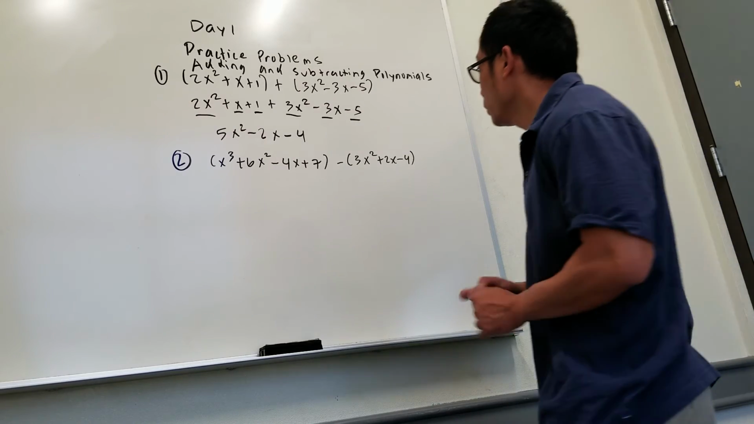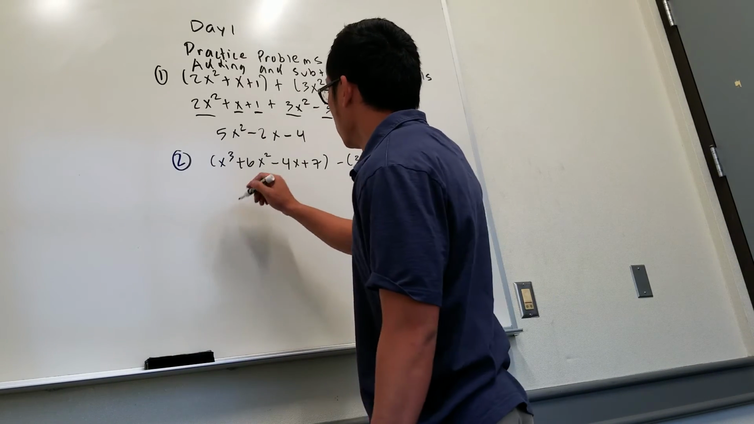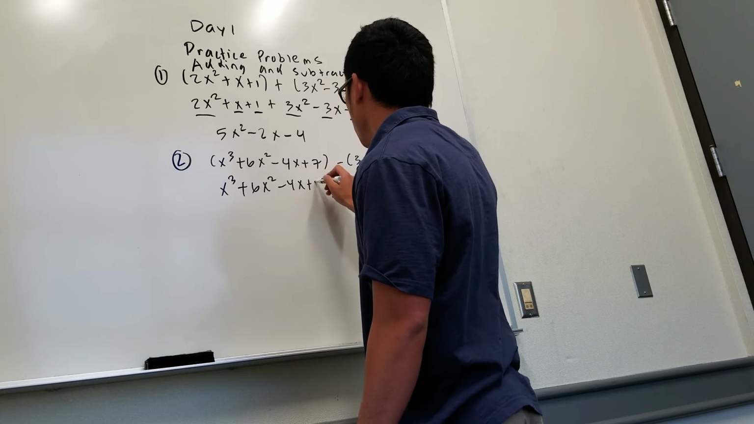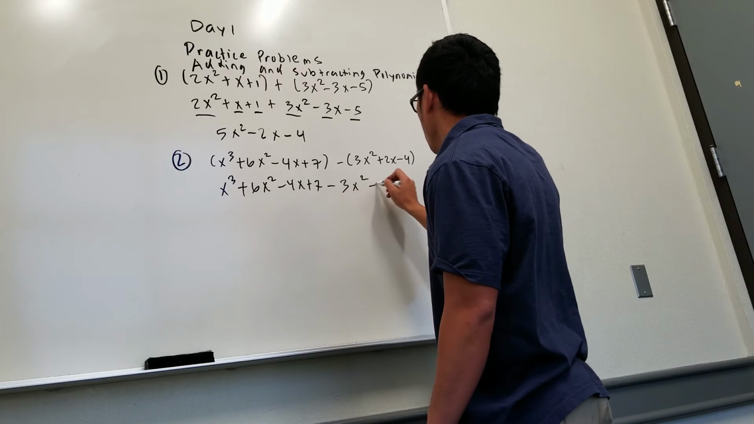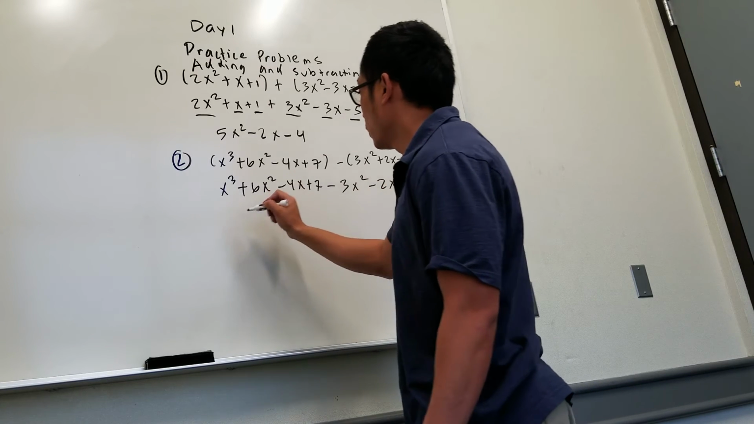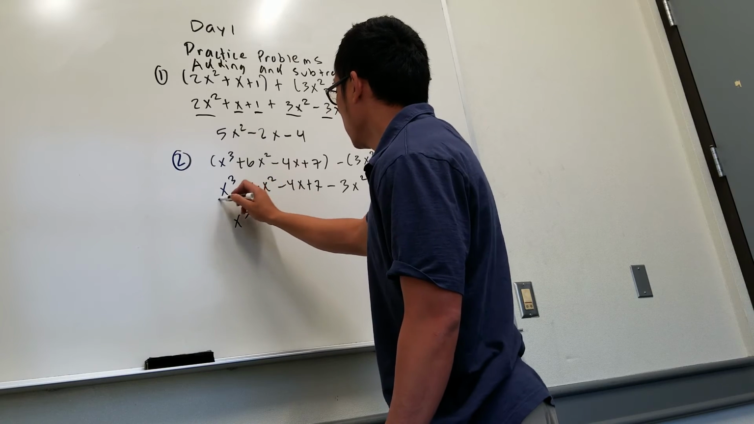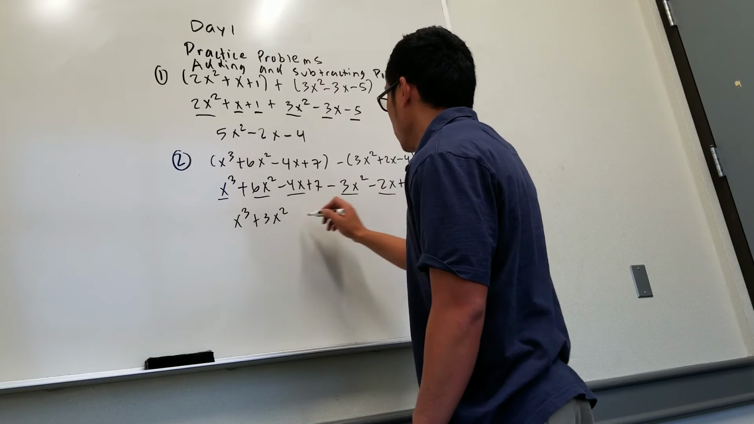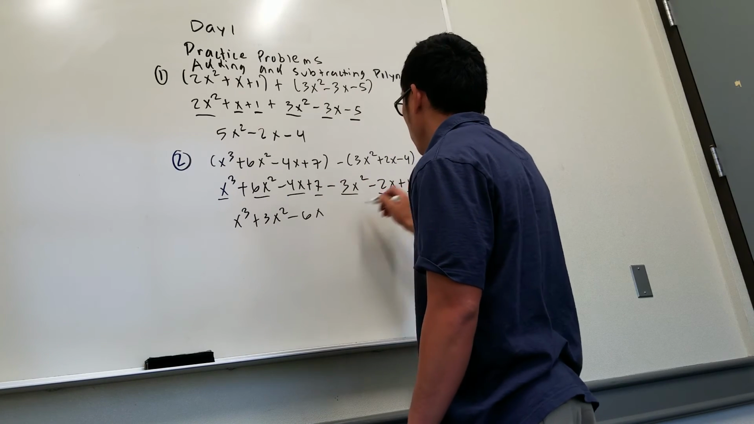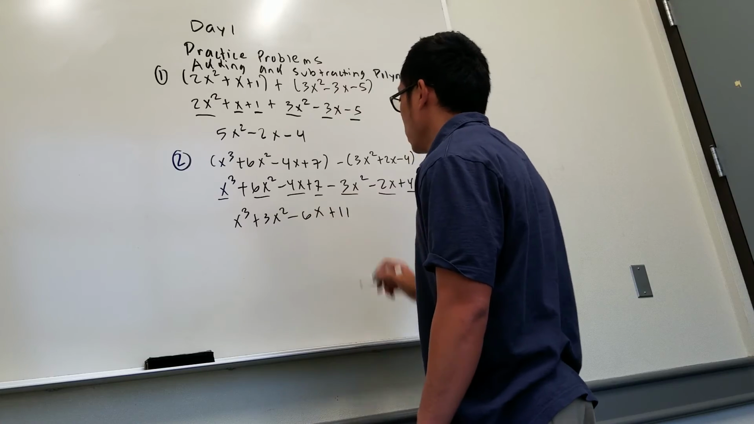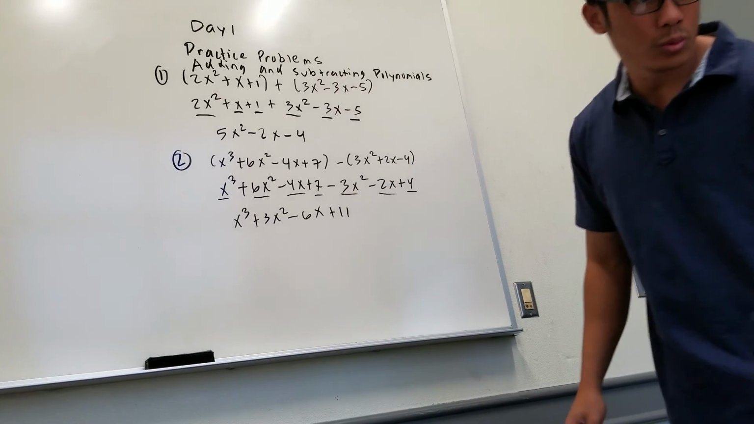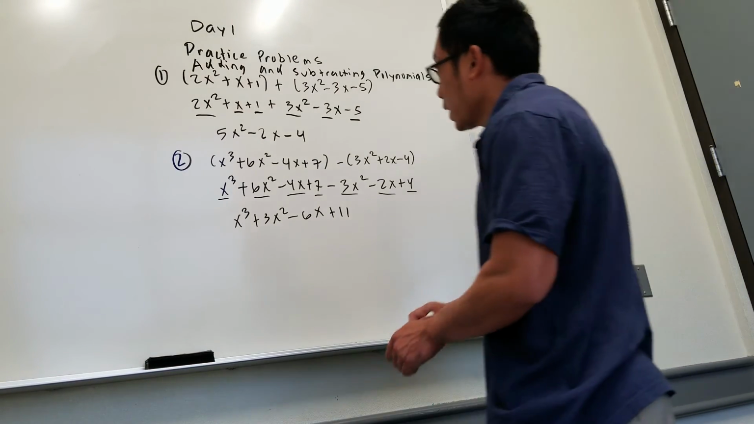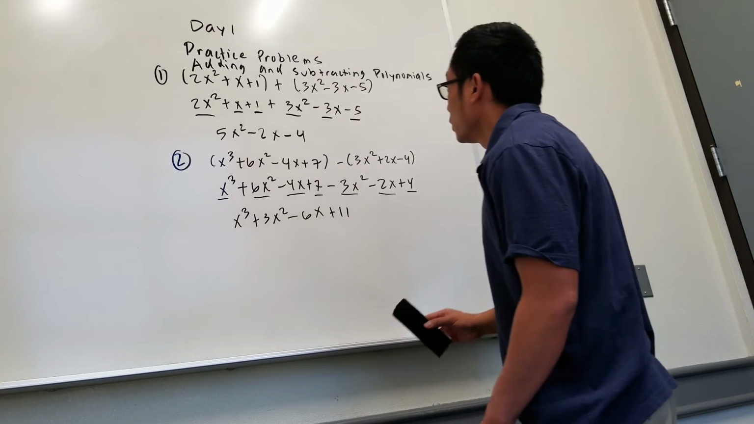So what to do? We basically get rid of the parentheses here. Here we gotta be careful because it's a negative, so we gotta distribute the negative, right? So now we just combine like terms, only x cubed here. And here we have 6x squared minus 3x squared, which is plus 3x squared, minus 4x minus 2x is minus 6x, plus 7 plus 4 is plus 11. That's it. Okay, so we just added and subtracted polynomials. So let's do number 3.